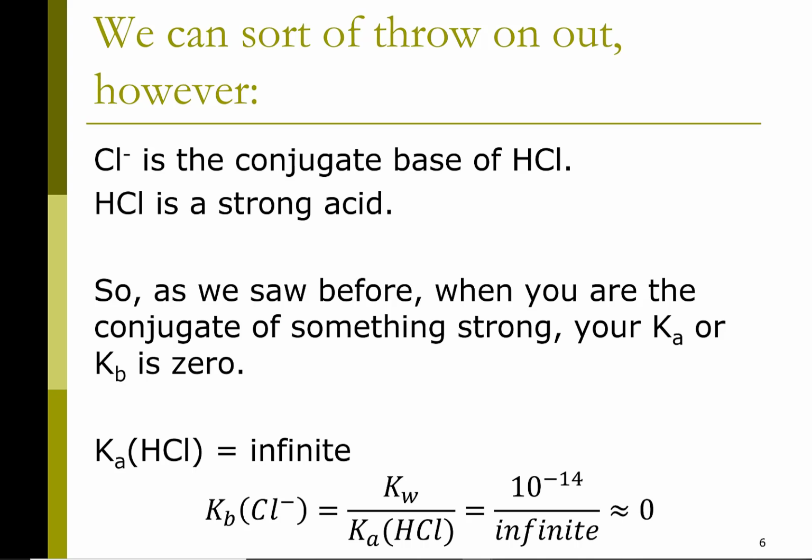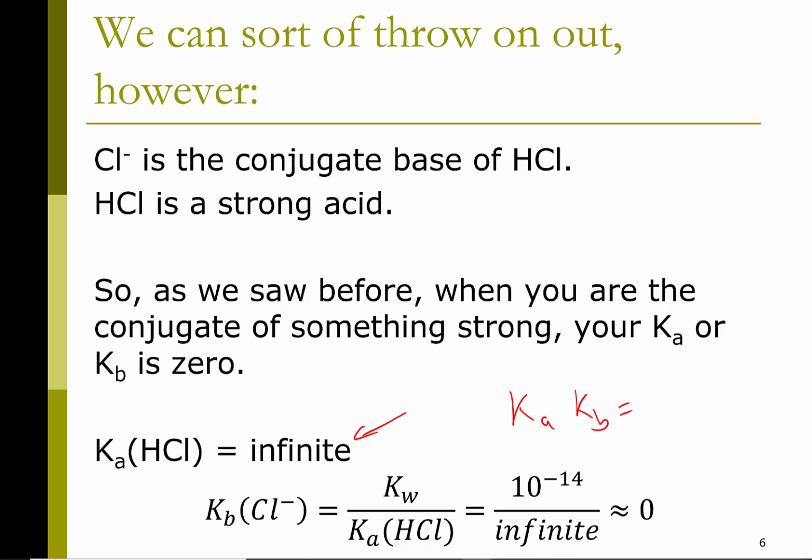But if I'm at least a little clever here, I can actually throw some of them out. First of all, chloride is the conjugate base of HCl, and HCl is a strong acid. So I can calculate the Kb of chloride from the Ka of HCl, and typically for a strong acid, the Kas are thought of as being nearly infinite.